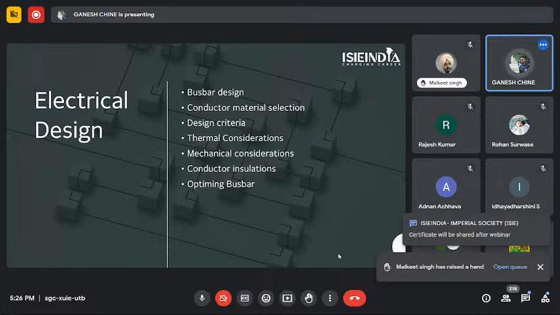We have one case study on design of bus bar. I'll share that case study while sharing the PPT. I have not put that in the PPT, I'll share that. Ravindra, we will take all questions at the end of the session.